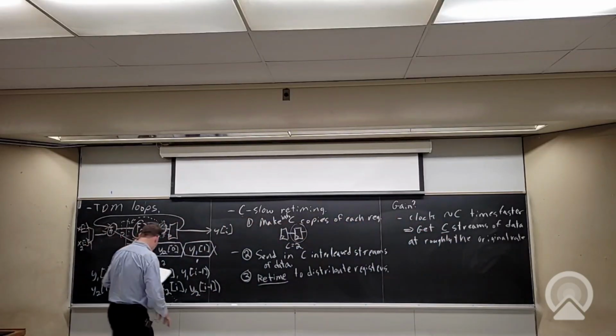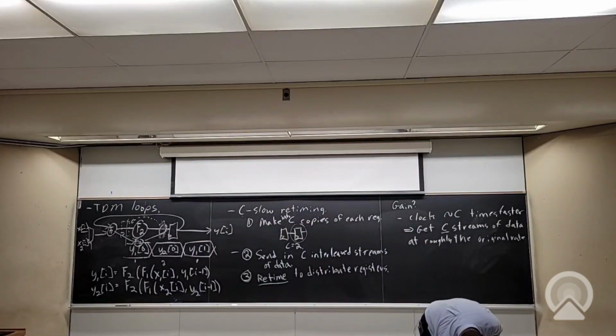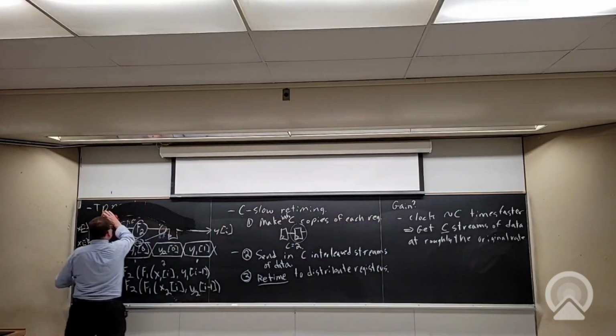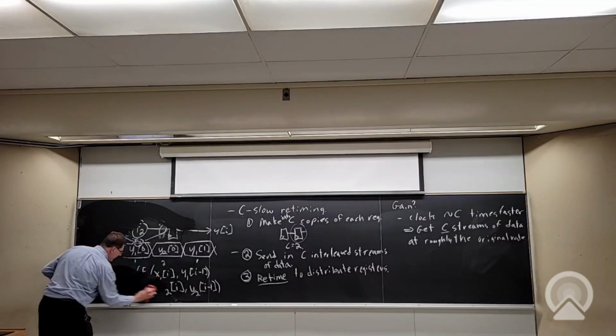So let me erase this and we'll go on to something else. Okay, so that's it for streaming hardware. We talked about streaming hardware a lot. And I guess I said this C-slow retiming is not just for streaming hardware, it's really for loops. Well, it can be applied to anything, but it's particularly nice for things that have loops in them.